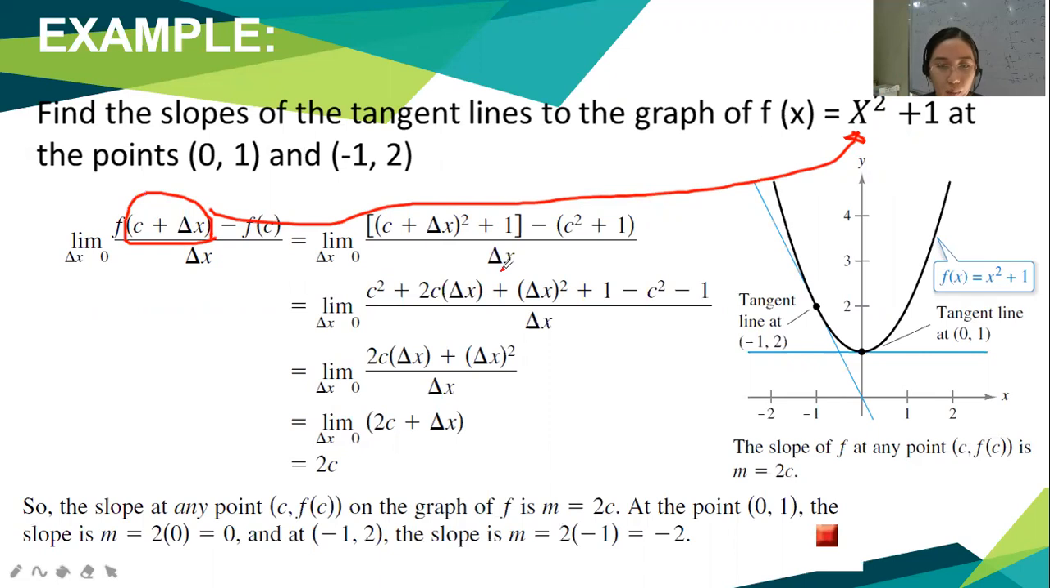Okay, so simplify, combine like terms. So the answer is 2c. So the slope at any point c, f of c on the graph of the function x squared plus 1 is m equals 2c. So at the point (0, 1), the value of x is 0, so 2 times 0 is 0. And at (-1, 2), the slope is negative 2.